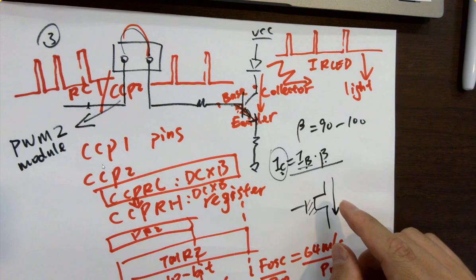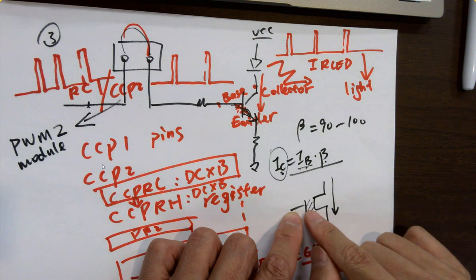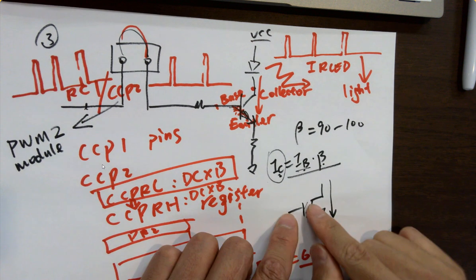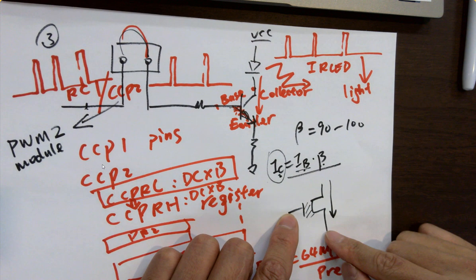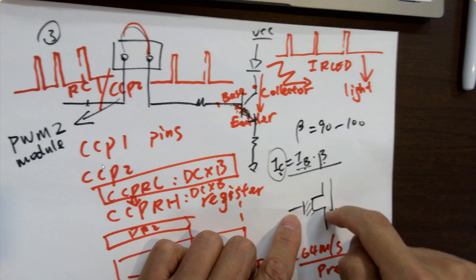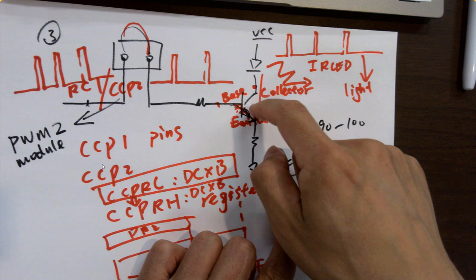For here, you don't have actually a direct current going through the channel. It's just using an electric field. You turn on that voltage, it creates an electric field. It's going to turn on the channel. So there's no direct contact, so it's way lower power consumption compared to BJTs.